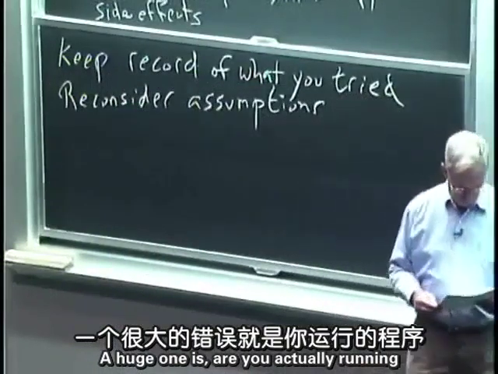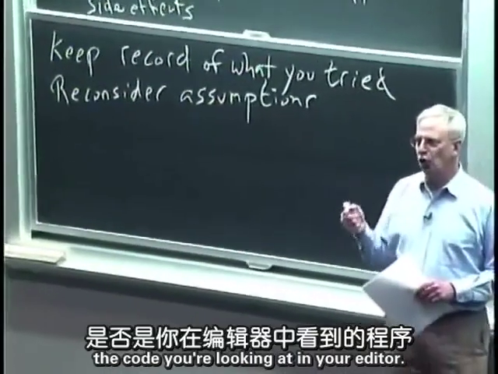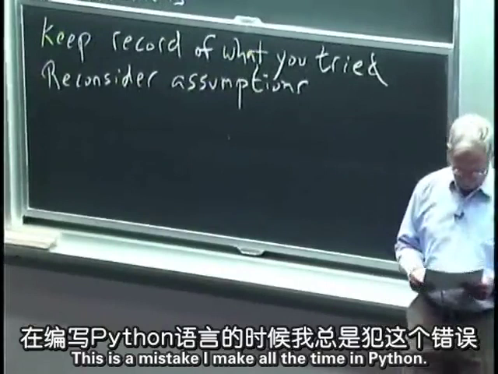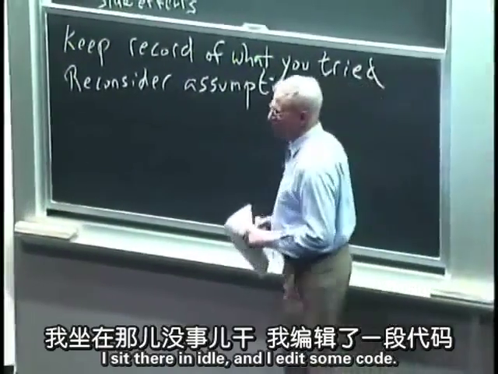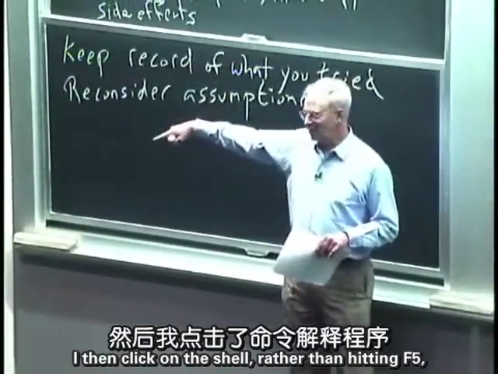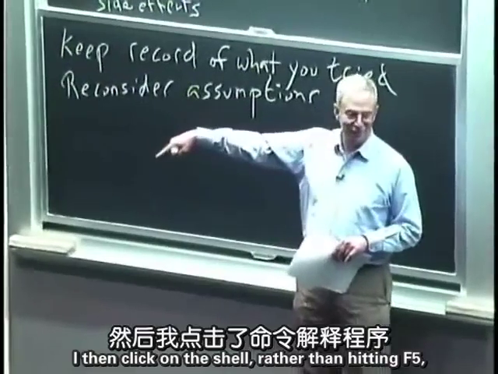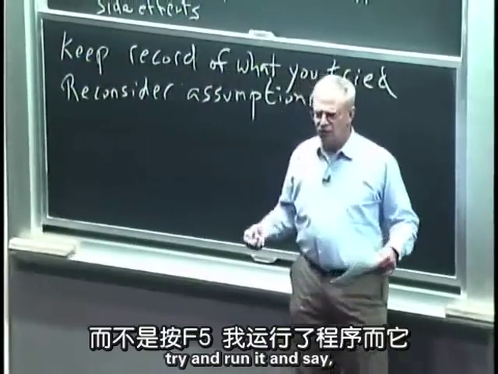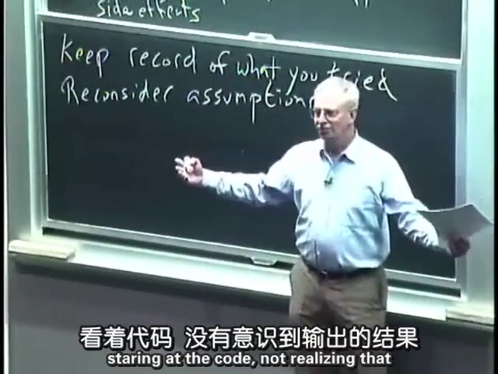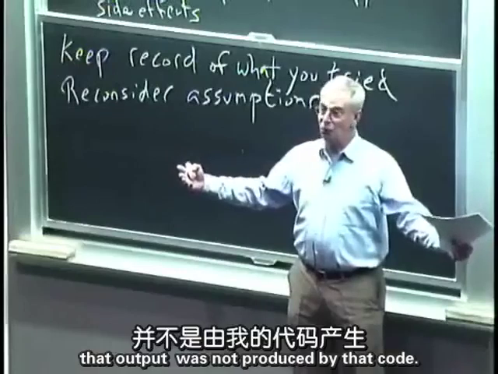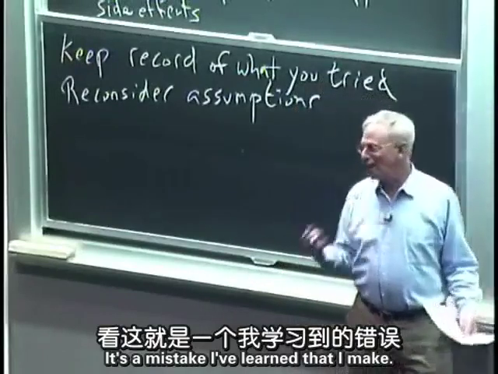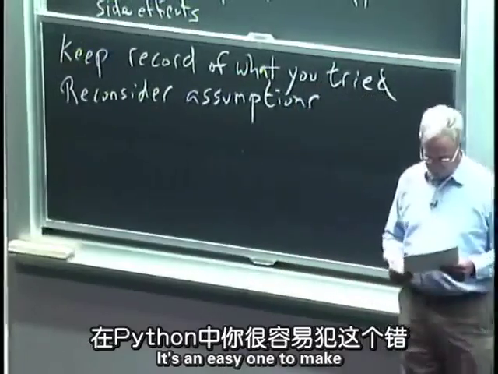A huge one is, are you actually running the code you're looking at in your editor? This is a mistake I make all the time in Python. I sit there in IDLE and I edit some code. I then click on the shell rather than hitting F5, try and run it and say, it's not doing what I thought it should do. And I'll sit there staring at the output, staring at the code, not realizing that that output was not produced by that code. Yeah, it's a mistake I've learned that I make. It's an easy one to make in Python.